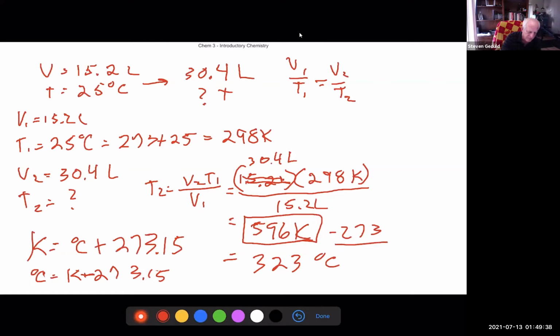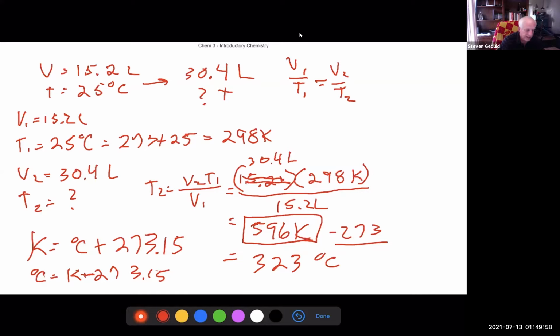That's where this came from. So that's just our conversion. If you have degrees centigrade and you want to go to Kelvin, you add 273. If you have Kelvin, to go back to degrees centigrade, you subtract 273. Okay. Got it. Thank you. Oh, no problem.